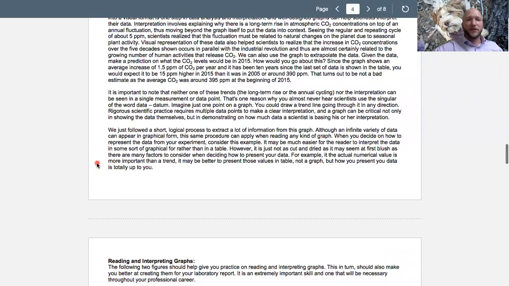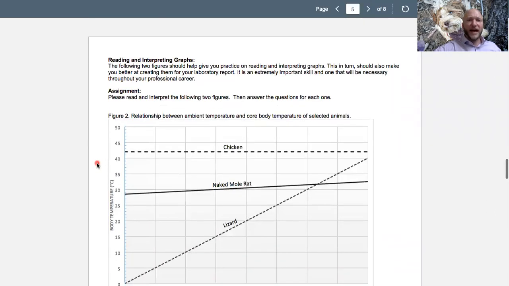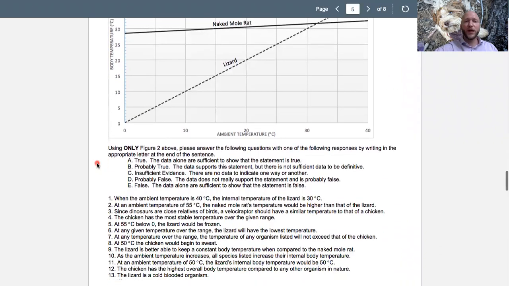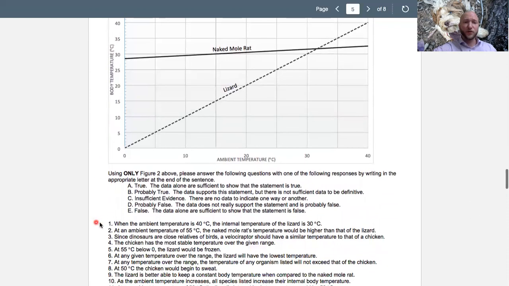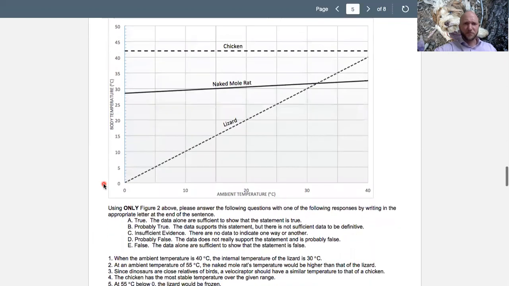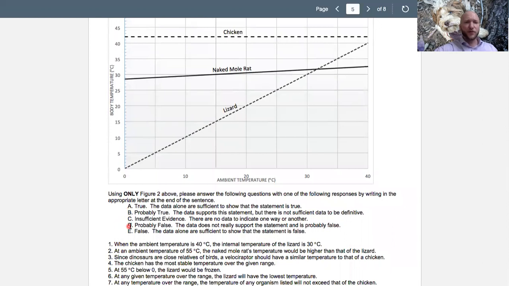Down here for this assignment, we're going to look at a few different graphs. And students tend to do pretty well with this part. It's pretty self-explanatory. You're going to read these different questions, and you're going to answer with either A, true, B, probably true, C, insufficient evidence, D, probably false, or E, false. And this probably true or true and probably false or false is what tends to throw students off.